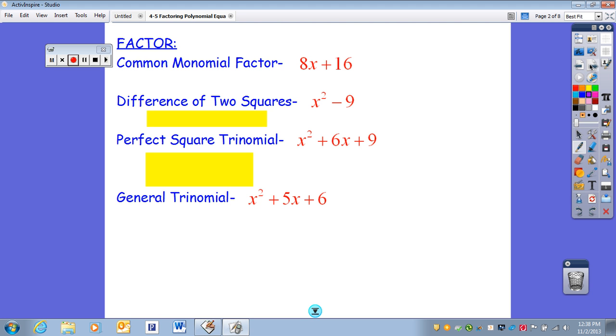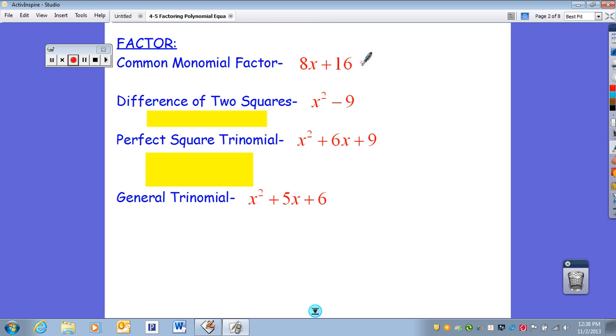So when we start factoring, we always want to take a look for the common monomial factor. So when we have 8x plus 16, we want to take out the common factor, which is an 8, and dividing both terms by 8, our remaining binomial will be x plus 2.